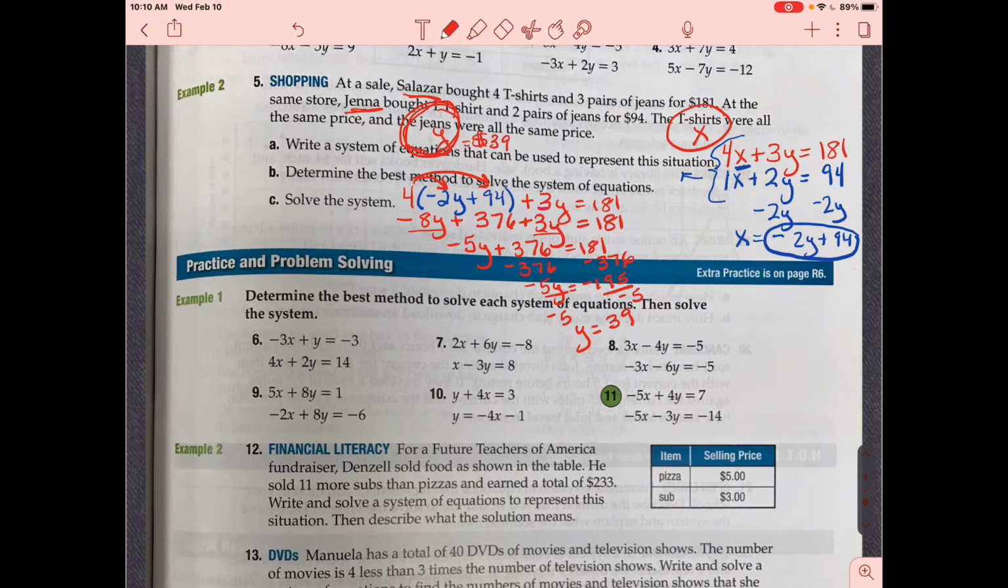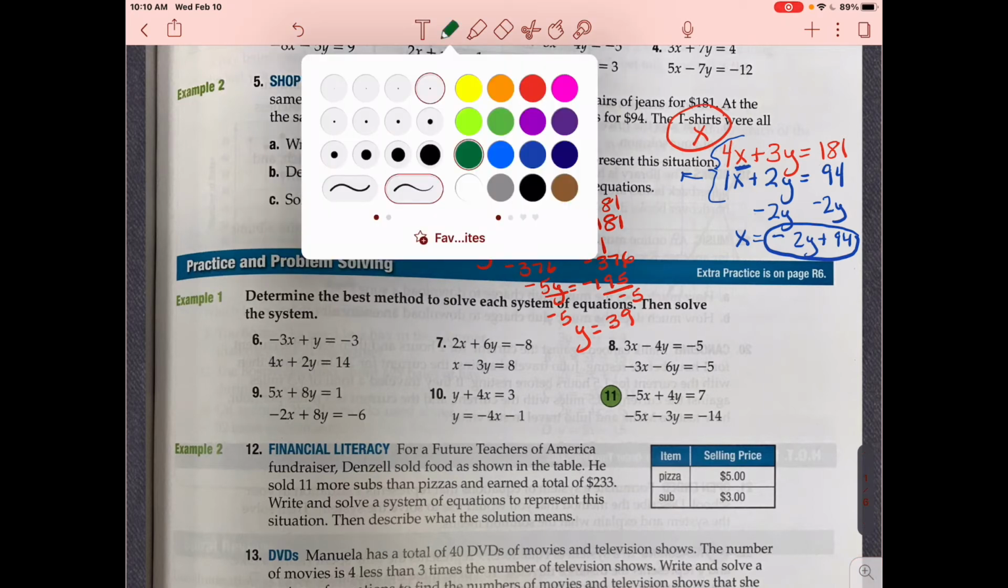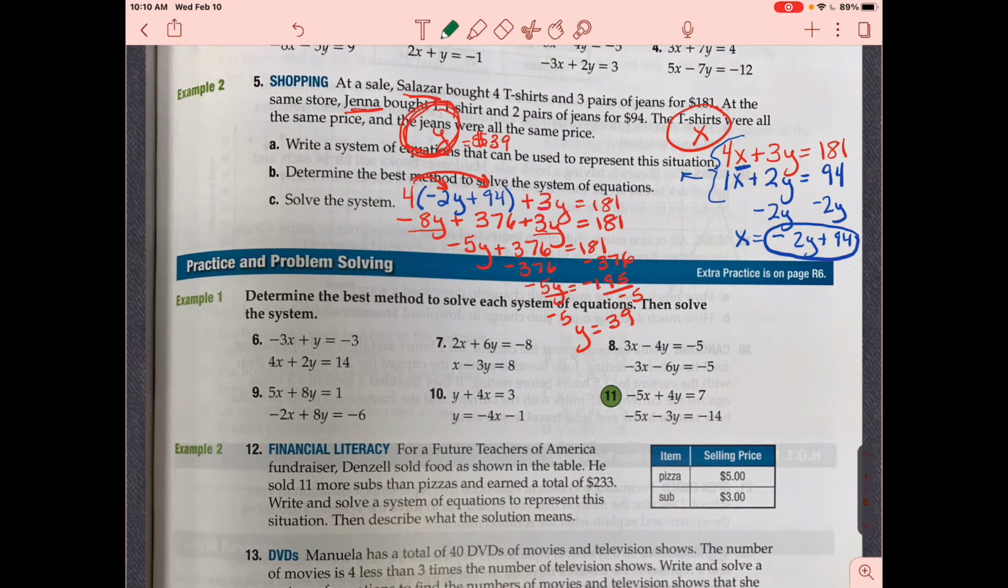I'm going to plug that 39 back into an equation. It doesn't matter which one I use to figure out how much the t-shirts cost. Jenna's equation is the simplest, so let's just do that. We have x plus 2 times 39, because I'm plugging in the 39 instead of y, equals 94. So let's see, 2 times 39, x plus 78 equals 94. I need to subtract 78 from both sides to get x equals 94 minus 78, which gives me 16. The t-shirts cost $16. So I have found out both of my prices.